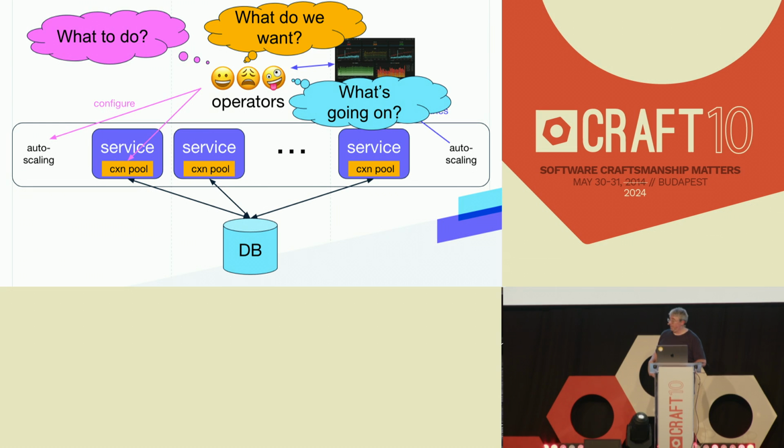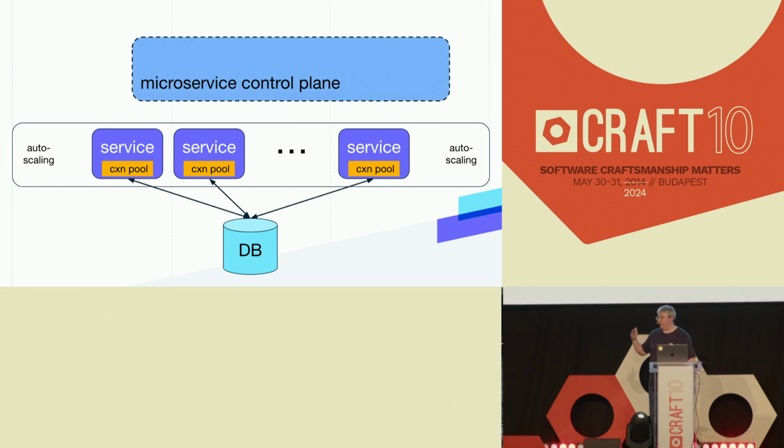So what if we were to make it a little more explicit? And we built a microservice control plane. And so we just make all those elements explicit in here. So it would obviously need to have objectives, right?